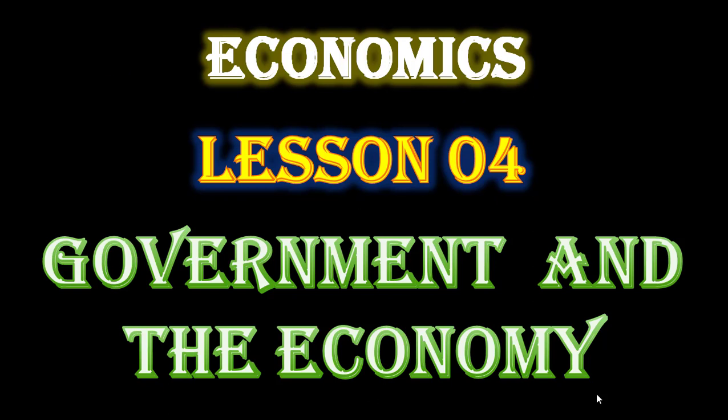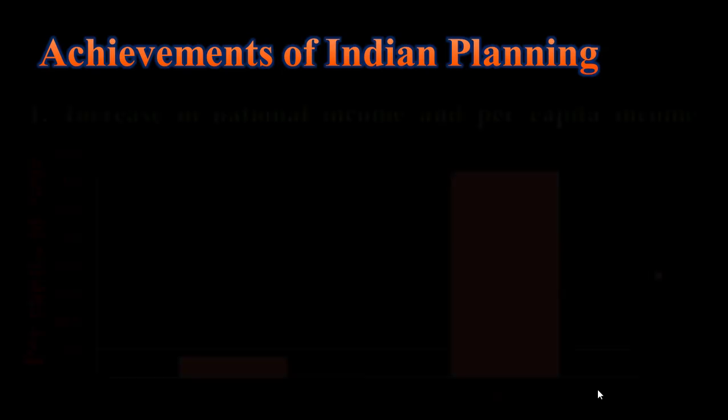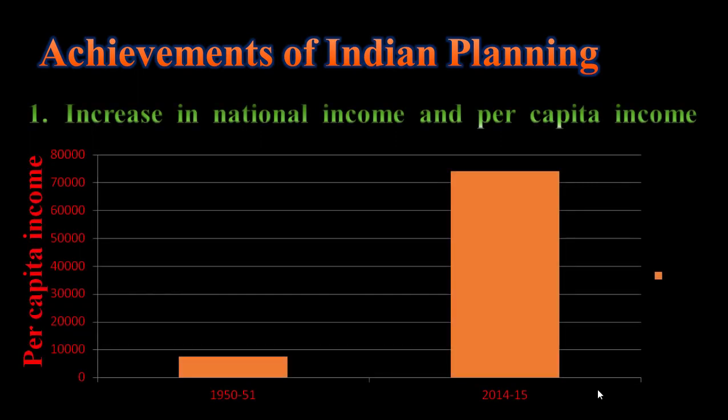In this session we are going to get more information about government and the economy: achievements and failures of Indian planning. First, the achievements of Indian planning. Indian planning is a classical example of very notable achievements and serious failures. That India has become a very huge economy and one of the fastest growing economies is itself testimony to the achievements of Indian planning.